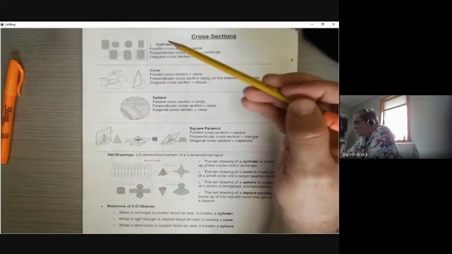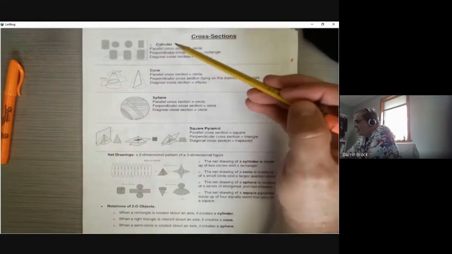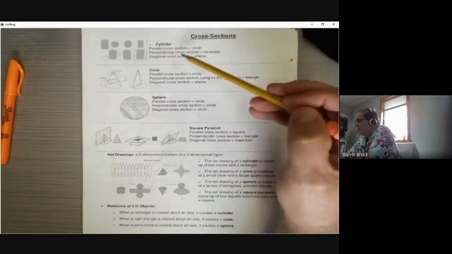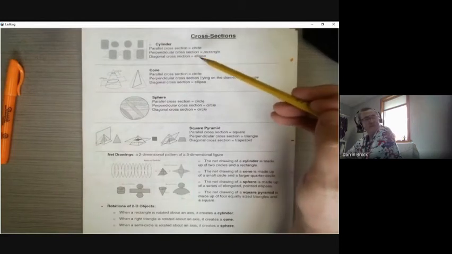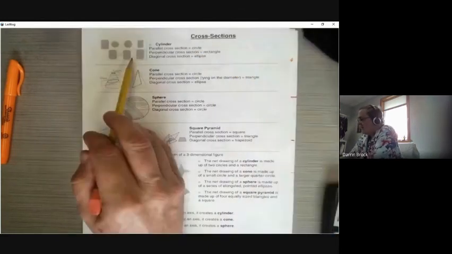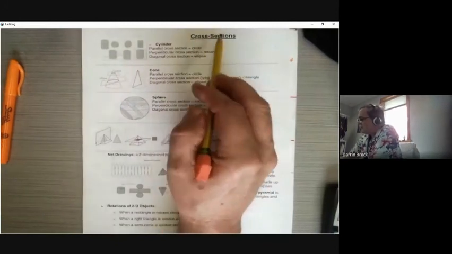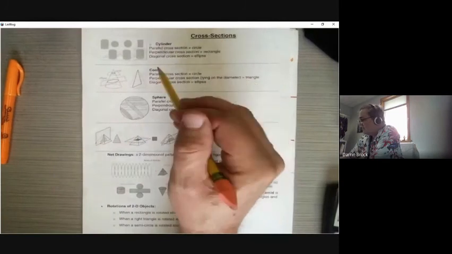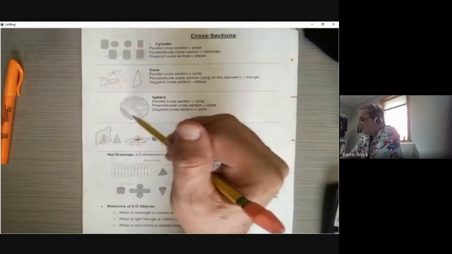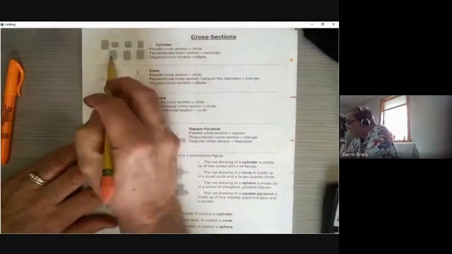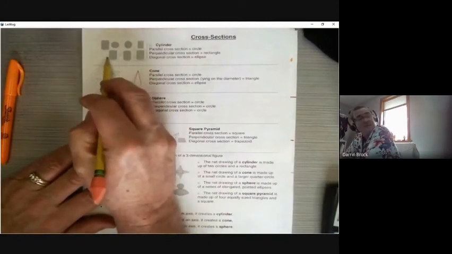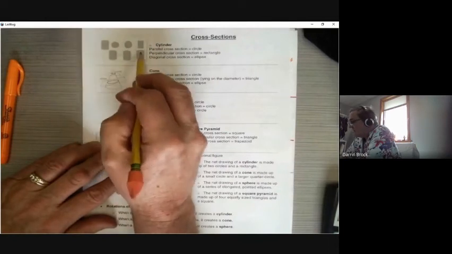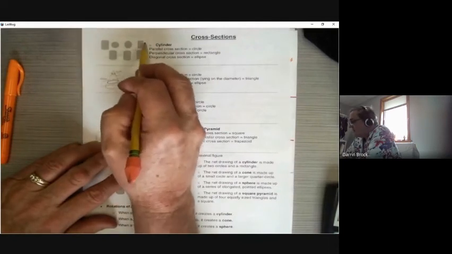I said, okay, so a cylinder: if I take a parallel cross section of a cylinder, it makes a circle. If I make a perpendicular one, it makes a rectangle, or a diagonal one makes an ellipse, right? That's the three things we looked at on the screen. And then I went on the internet and typed cross section of a cylinder and found an image to go with it. Cross section of a cone, found an image to go with it. Cross section of a sphere, and put that in my notes. So this shows a parallel cross section and it made a circle. This one showed a diagonal, it made an ellipse, and this is the perpendicular and it made the rectangle.